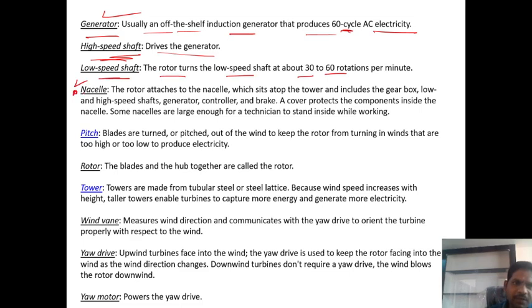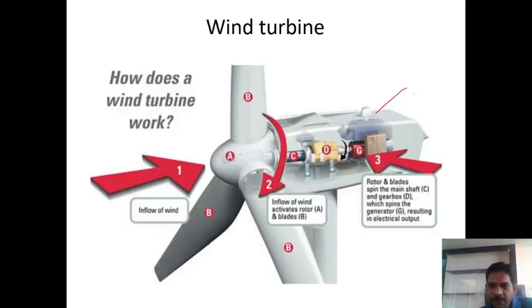Then a very important component is the nacelle. What is the role of the nacelle? The rotor is attached to the nacelle, which sits atop the tower and includes the gearbox, low and high speed shafts, generator, controller and brake. A cover protects the components inside the nacelle. Some nacelles are large enough for a technician to stand inside while working. This complete assembly is nothing but the nacelle, guys.